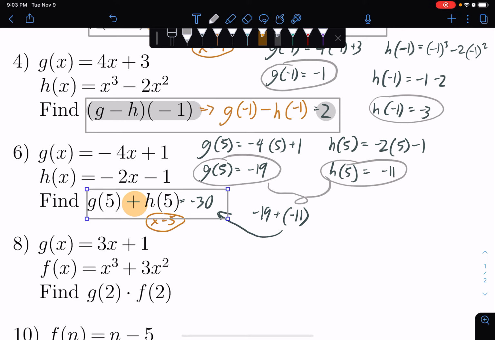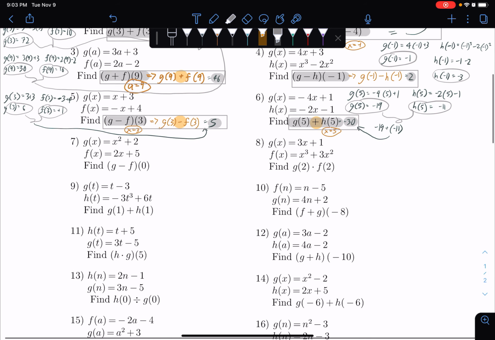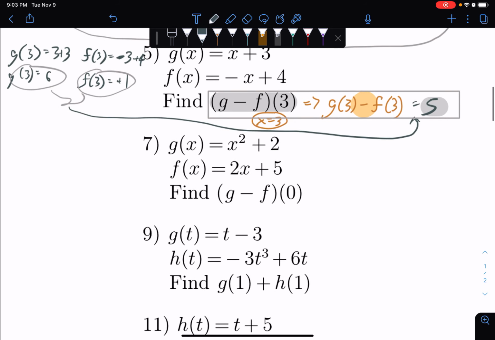So yeah, this is straight to the point. Negative 30. This is weird. Pencil has been acting up these days, but so far it's still good. Let's move to number 7.